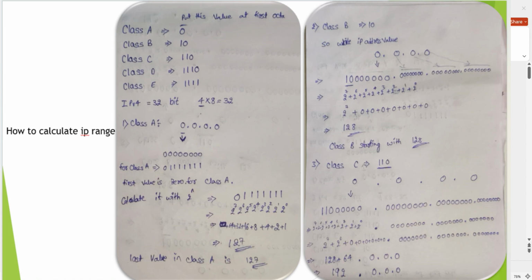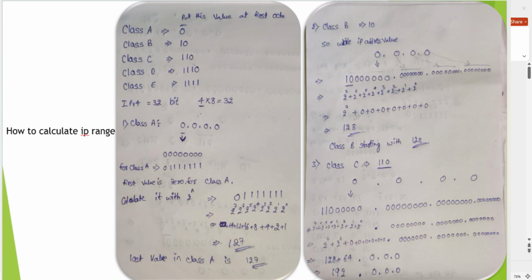Skipping the other three octets, we have to consider only the first one, because IP classes are divided by looking at the first octet, right? That's why in the first octet, for class A we put the first value as 0, for class B we put 1 and 0, class C is 110, class D is 1110, and class E is 1111. First of all, make a note of this: class A 0, class B 10, class C 110, class D 1110, class E 1111, so that you can directly identify the ranges and everything.